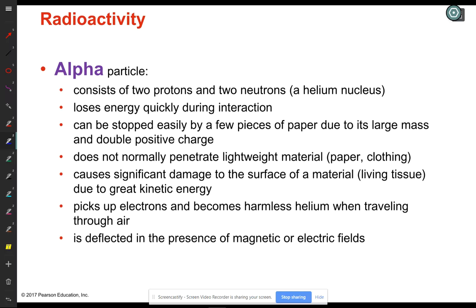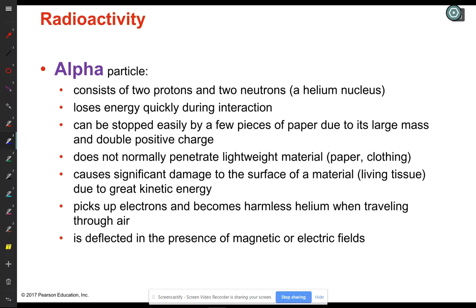The alpha particle is 2 protons, 2 neutrons, the helium nucleus. Those are tightly bound together. It's a very stable nucleus. That's why it's the goal of making a fusion reactor, because it's a very stable nucleus. Because the alpha particle is very massive compared to the other ones, it will lose energy quickly. It's easy to stop.